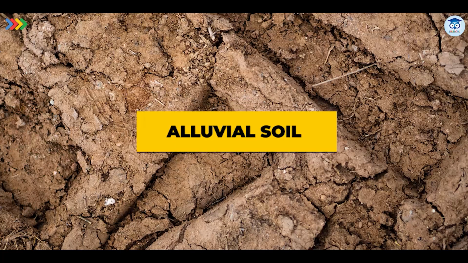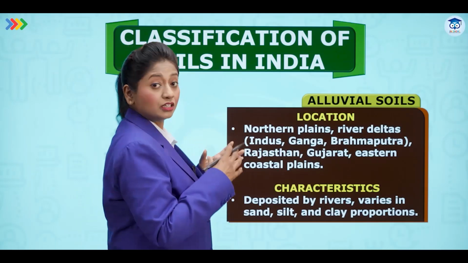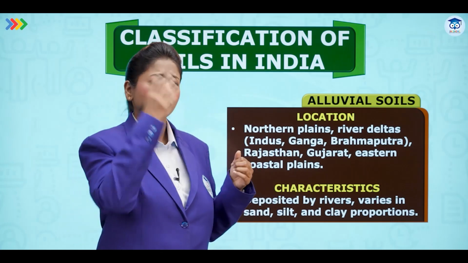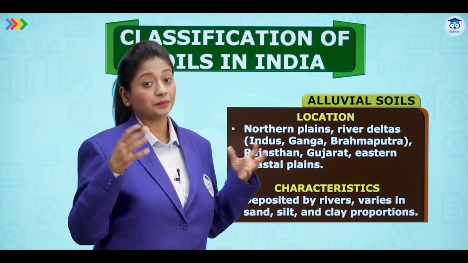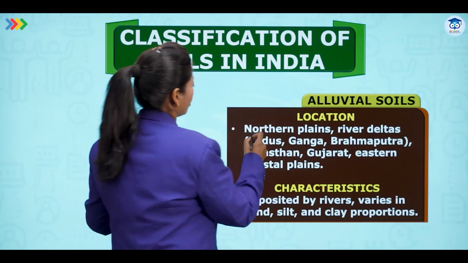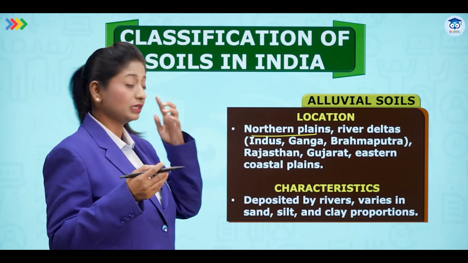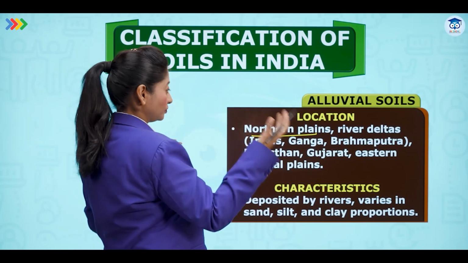First is alluvial soil, very important. Normally you find these alluvial deposits by the river. So where do we find most of the river deposits? In the plain region, right? So you find this in the northern plains, correct? The river Ganga, Brahmaputra and all these rivers are there in the northern plains, right?